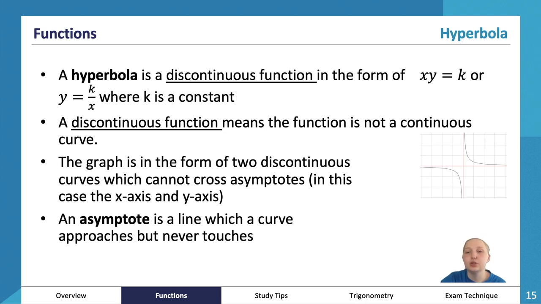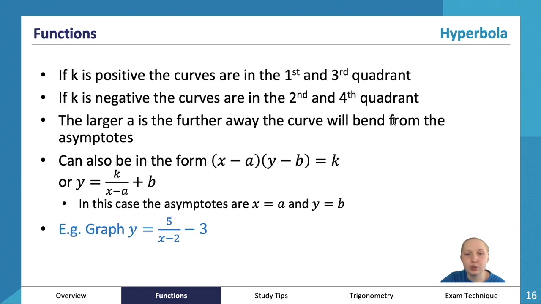When you do some stuff with trig, your quadrants in trig are also labelled as such, 1, 2, 3, and 4. So if our value for k is positive, so if we have a positive constant, then we are going to have a graph in the first and the third quadrant. If k is negative, then our graph is going to exist in the second and the fourth quadrant.